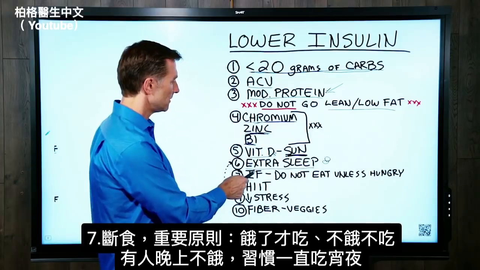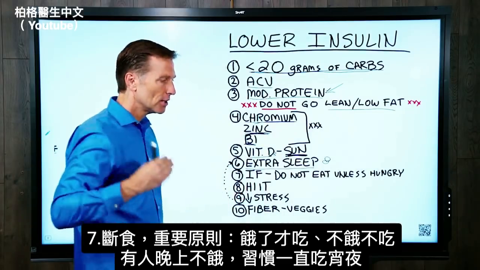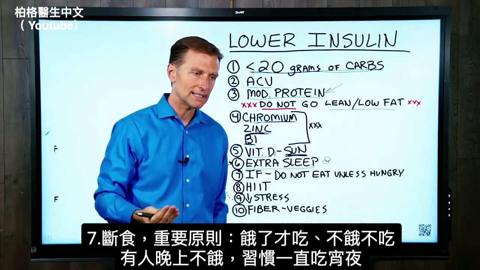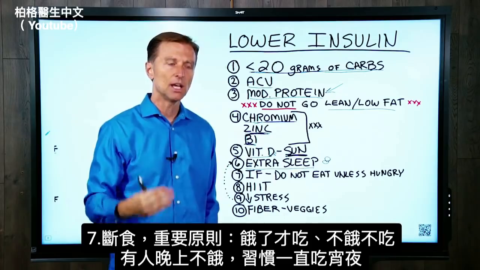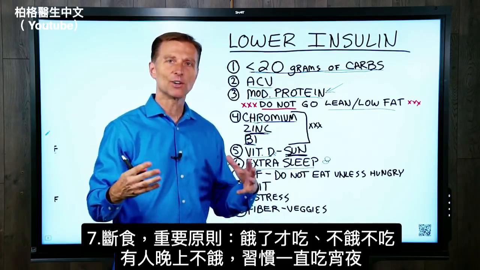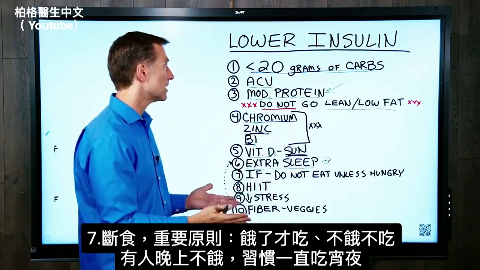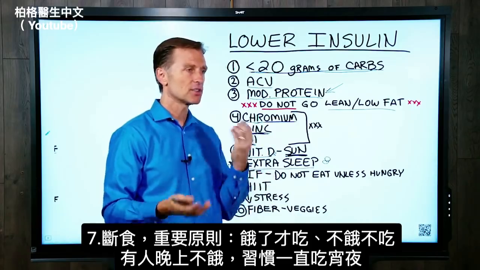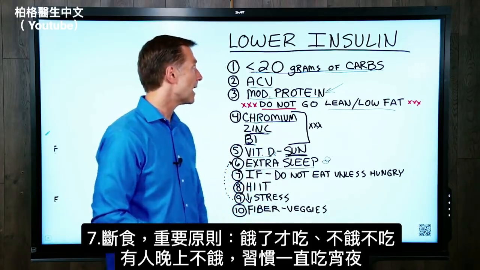Number 7, intermittent fasting, okay? Here's the rule of thumb. You don't want to eat unless you're hungry, okay? Don't eat when you're not hungry, okay? So many people do that, especially at night. They're not even hungry, they just graze. They just eat for the sake of it because it's a habit.